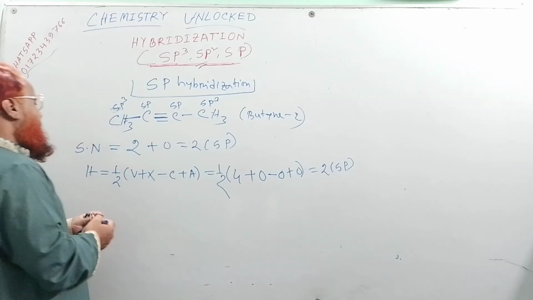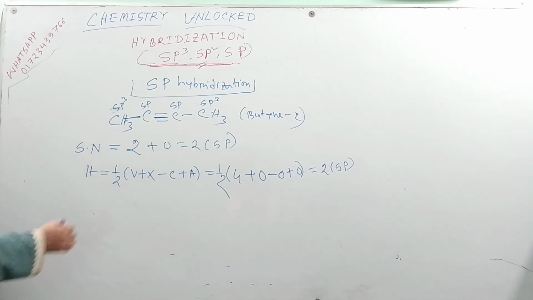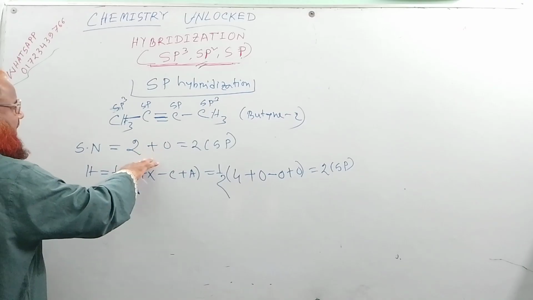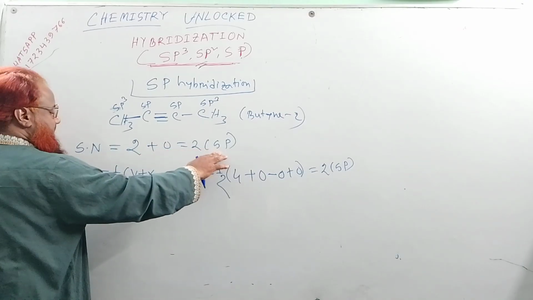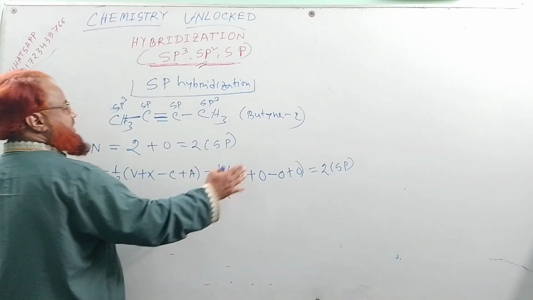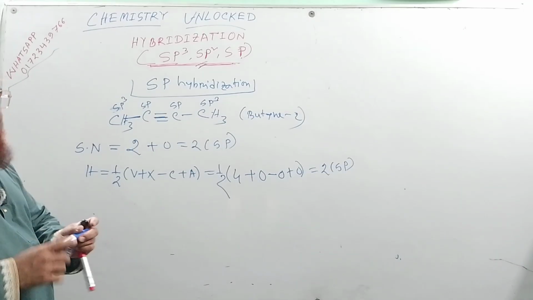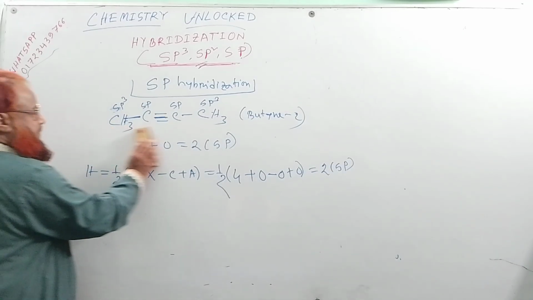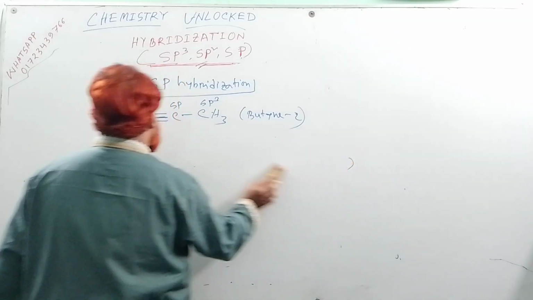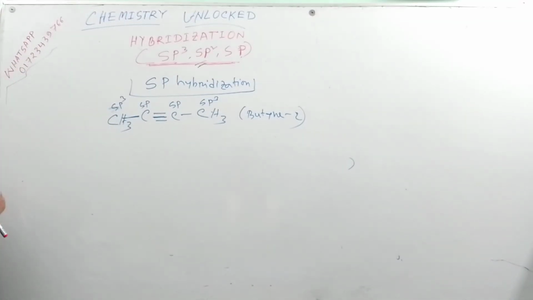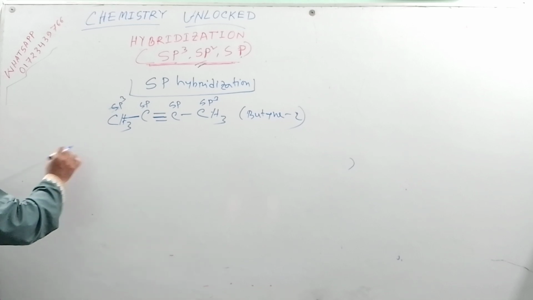So very simply, we can say that the number of sigma bonds here is 2, so sp hybridization, and here the value of H is 2, so sp hybridization. So in this structure where a carbon-carbon triple bond is present, that is sp, and where a single bond is present, that is sp3. Now what will be the diagram for sp hybridization?